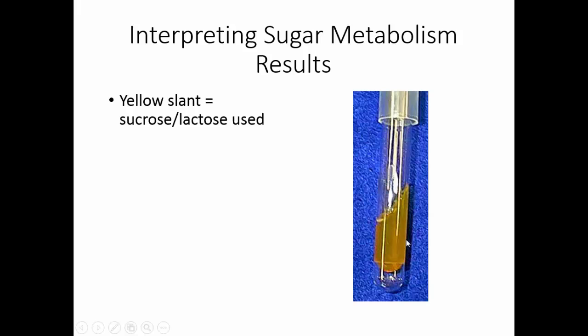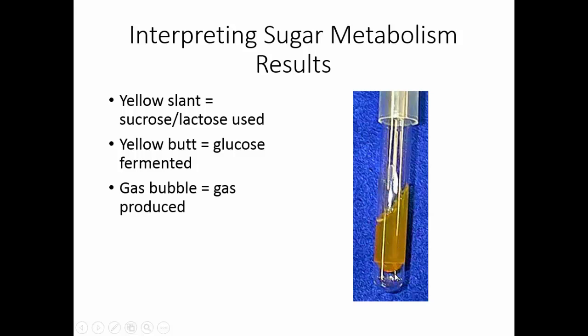Here we see a tube that's all yellow. The yellow slant tells us that the organism was able to use either sucrose and or lactose to maintain acid conditions in the tube. The fact that the butt is yellow indicates that glucose was fermented. And here we have the agar pushed up from the bottom of the tube, indicating gas was produced. That's an awful lot to write down, so we use the shorthand A/AG. This is the slant reaction, and this is the butt reaction.